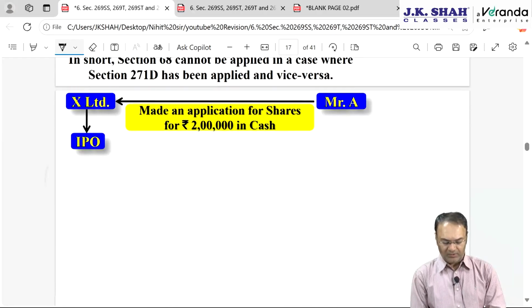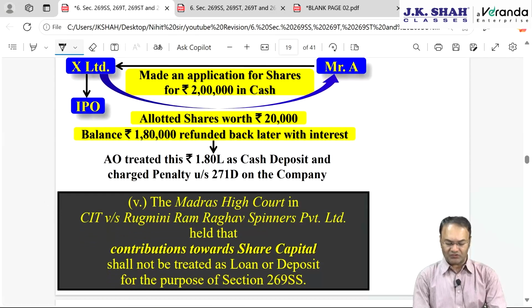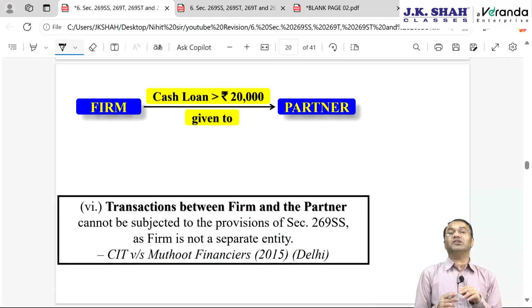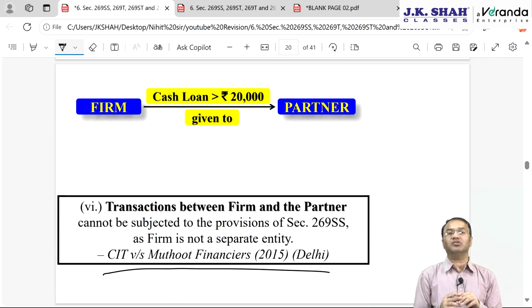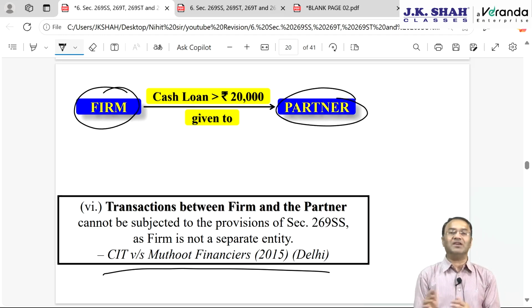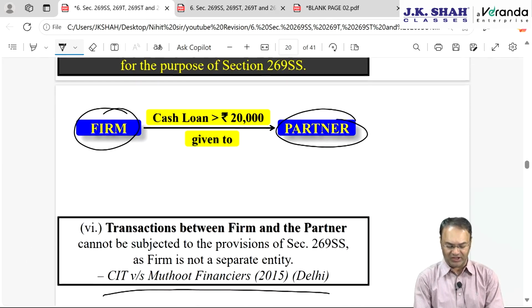Okay, then there was one matter with regard to IPO, which is unimportant and not possible in today's world, so I am ignoring it. Then next, we had taken one case law, Muthoot Financiers, Delhi High Court, saying that dealings between a firm and the partner, where firm includes LLP also, if the firm has given a loan to the partner or vice versa, the partner has given a loan to the firm, then in such a situation, 269SS and T will not apply because both are ultimately one and the same.